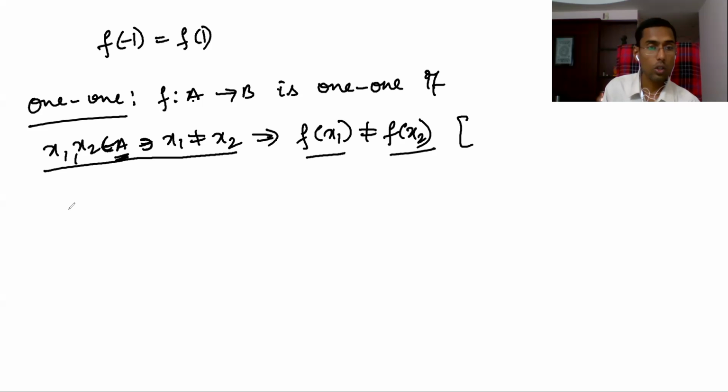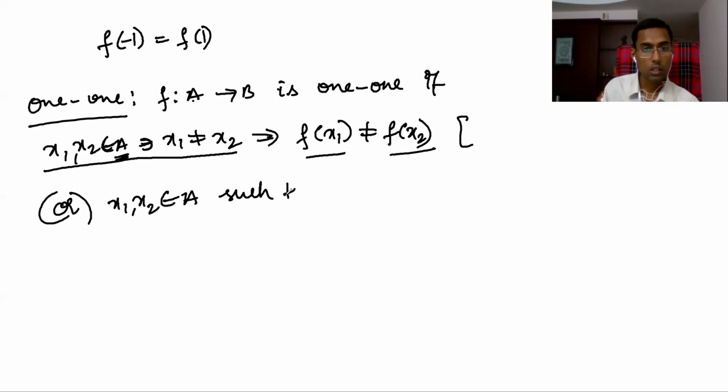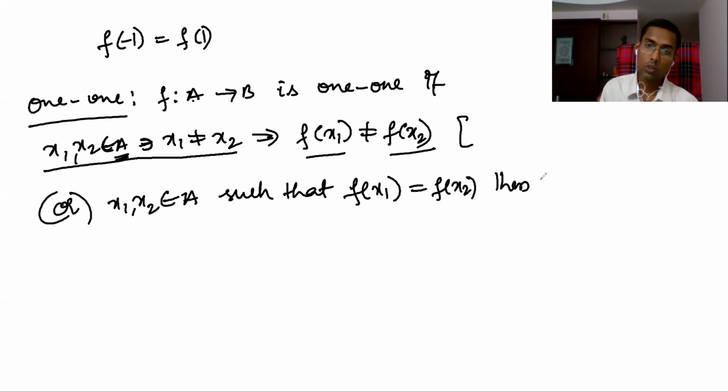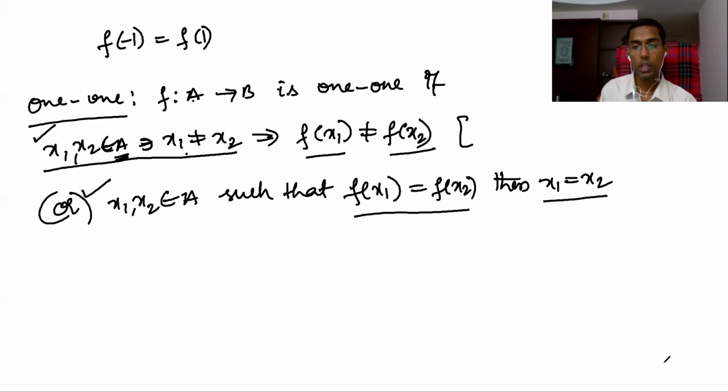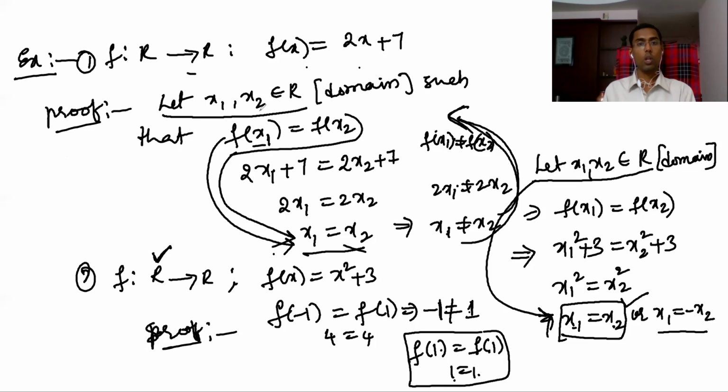Or you can also write like this: x1, x2 belongs to A such that images are equal. If f of x1 equal to f of x2, then x1 equal to x2. This is also the same. Either you prove this or you prove this. If you take different elements, you have to prove different images. If you take images are equal, then you have to prove elements are equal. So any one you can prove. So I proved, that's the reason.